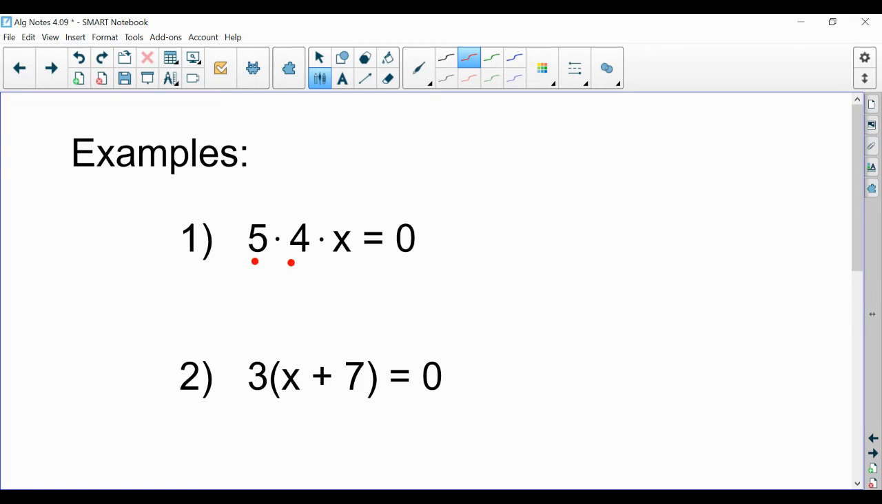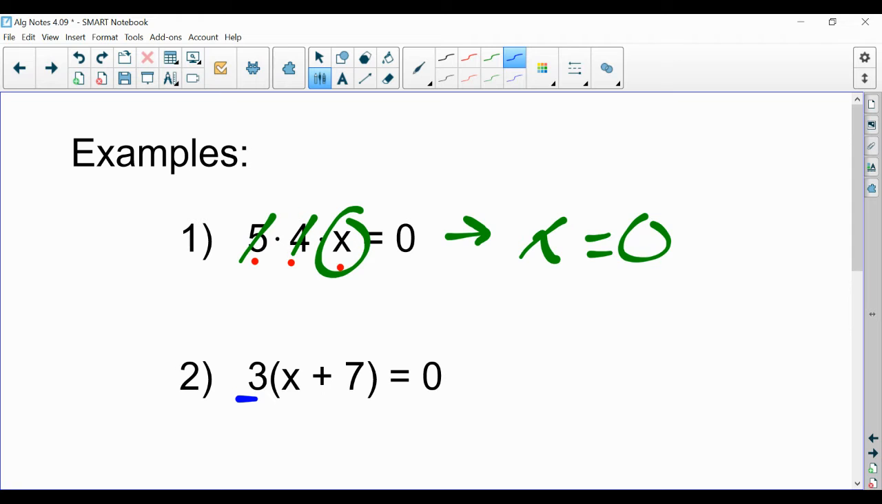All right, so simple example, let's say I have these three things here that are multiplying together to get zero. I have 5, 4, and x. The only way this product is going to be zero is if one of them is zero. Now, I am certain it's not 5, and I'm certain it's not 4. So the only thing that could be zero is x. So the solution to this equation, x has to be zero. See? Simple.